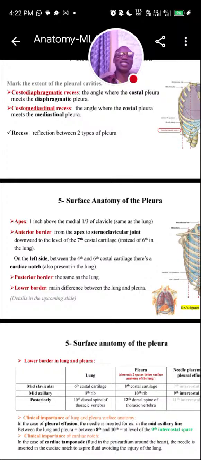CDCM. Do you know this wonderful thing? CDCM. CDCM. All right. Then we talk about parts of pleura. Don't cut your tongue. Parts of pleura.